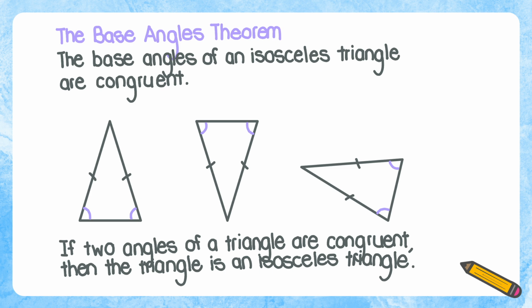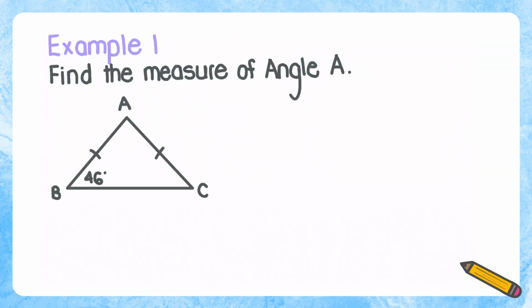So let's use this theorem to take a look at some examples. Our first example asks us to find the measure of angle A. Notice that I have an isosceles triangle because the sides AB and AC are congruent to each other. That means angles B and C, the base angles, are congruent to each other. So angles B and C have the same angle measure.